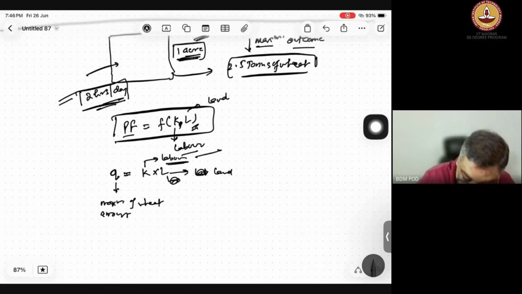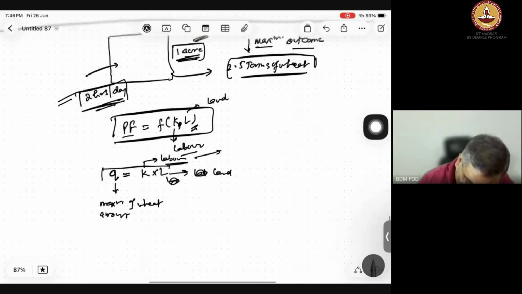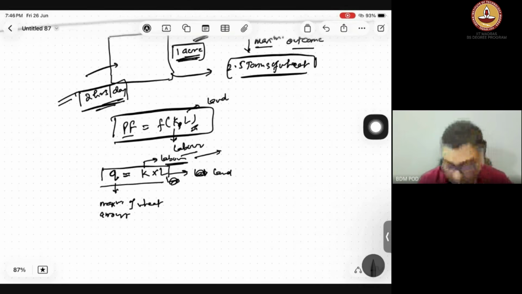Here, labor you can just optimize, you can just change. Suppose you are taking 2 hours a day, you can increase it to 3 hours a day as well, but you need to pay more for that. So in that sense, the capital is going to increase. This is the maximum amount you are going to acquire with a combination of inputs.